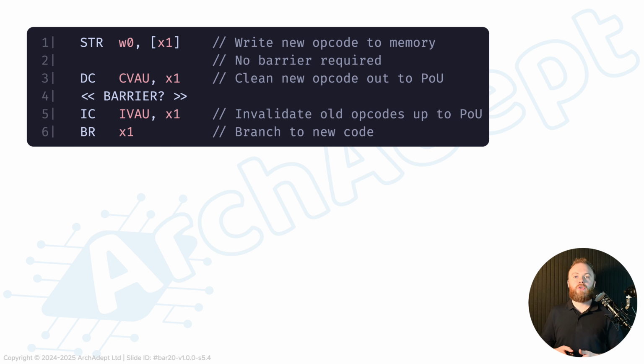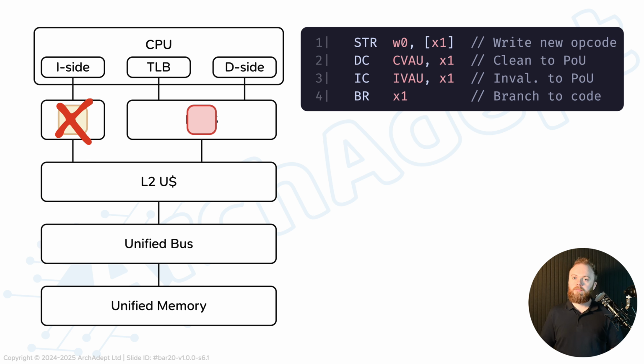Okay, next question. Do we need a barrier in between our data cache clean and our instruction cache invalidate? Well, again, let's ask ourselves, would it be bad if these two accesses were to be reordered with respect to one another? Yes, it would be bad. And the reason why may not be immediately obvious. You see, if the instruction cache invalidate were to be reordered before the data cache clean has actually cleaned out the new instruction opcode to the point of unification, then there's nothing stopping the I side from speculatively fetching the same cache line back in from main memory.